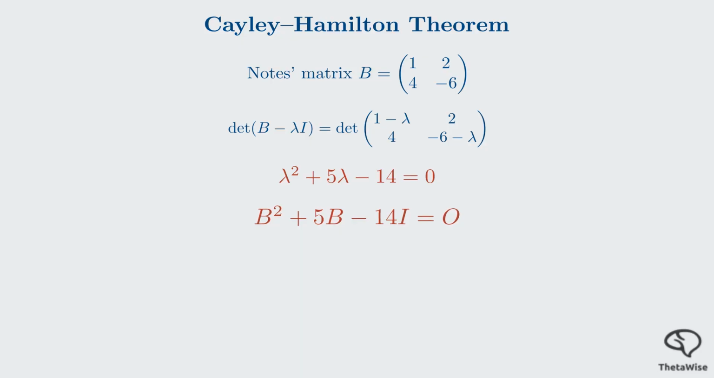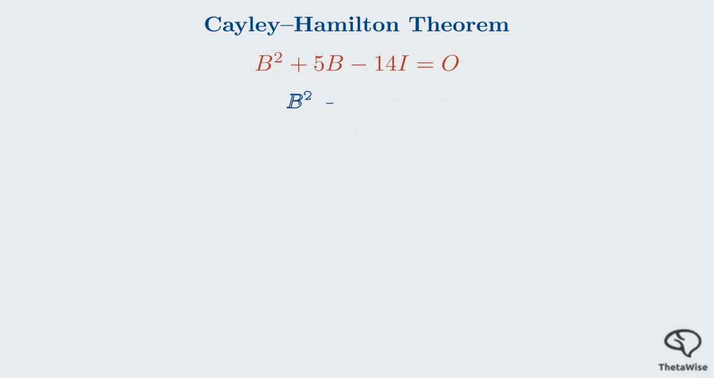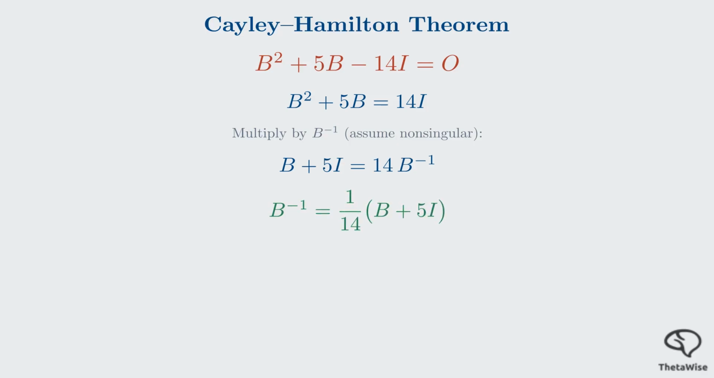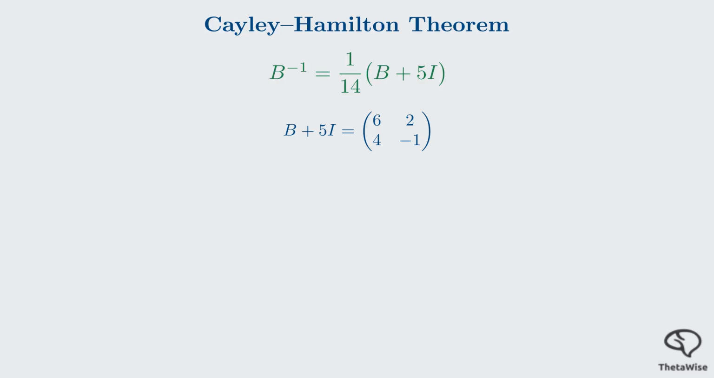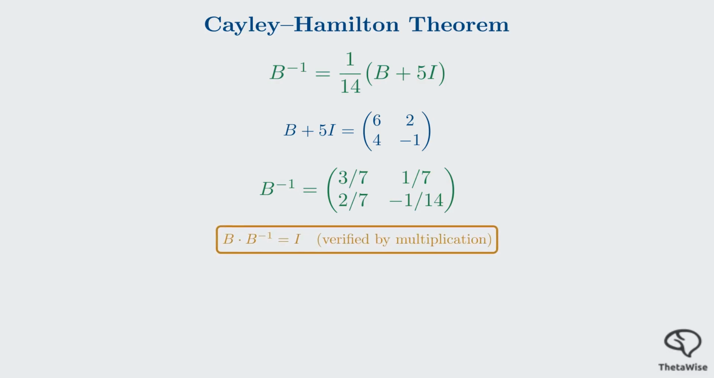This relation is useful because it reduces higher powers of B and can produce an inverse. Rearrange it as B squared plus 5B equals 14I. Multiply by B inverse, assuming B is non-singular. The left side becomes B plus 5I, while the right side becomes 14 B inverse. Therefore, B inverse equals 1/14 times B plus 5I. Substituting the actual matrix gives B plus 5I, so B inverse equals the result. You can verify by multiplication that B times this matrix is the identity.